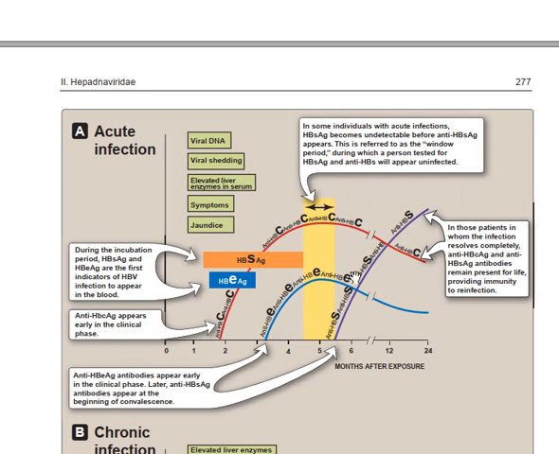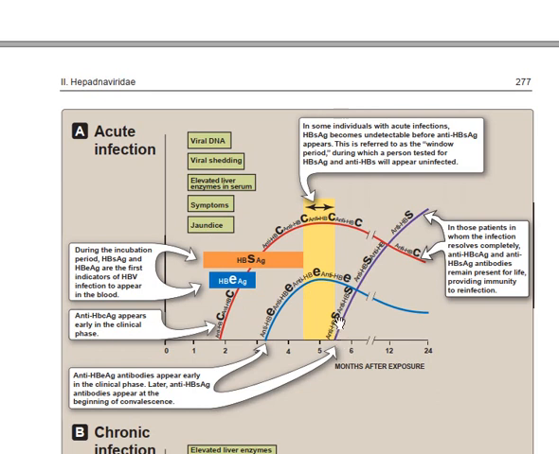Now, there's a certain period that is shown here. In some individuals in acute infection of hepatitis, the hepatitis B surface antigen becomes undetectable before the anti-hepatitis B surface antibody appears. Is it clear? So there are certain people who are infected, but the hepatitis B surface antigen is not seen. So that's the period you see here.